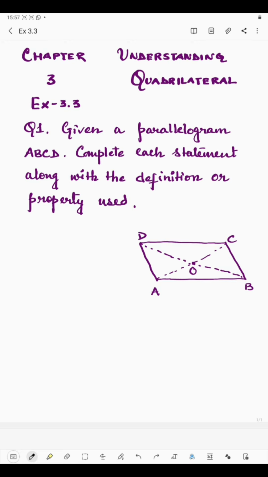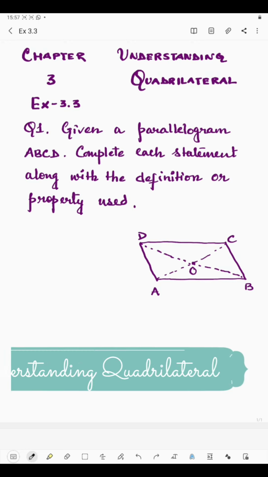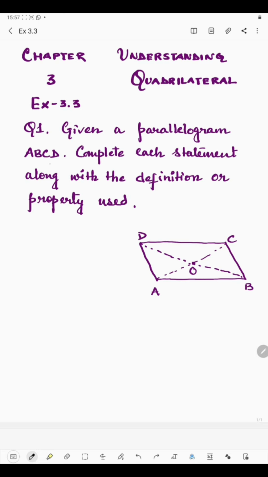Hello students, now I am going to start question number 1 of exercise 3.3. Question number 1 says, given a parallelogram ABCD, complete each statement along with the definition or property used. So here we have the parallelogram ABCD. We will have to complete each statement with the definition or property.